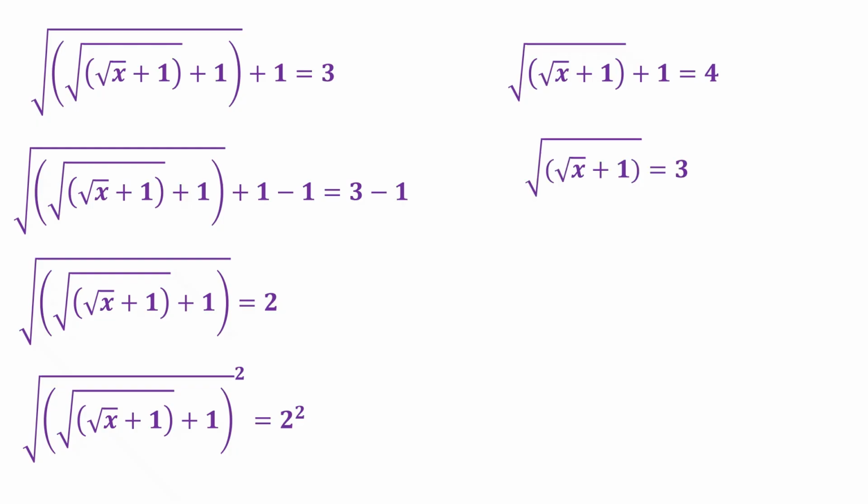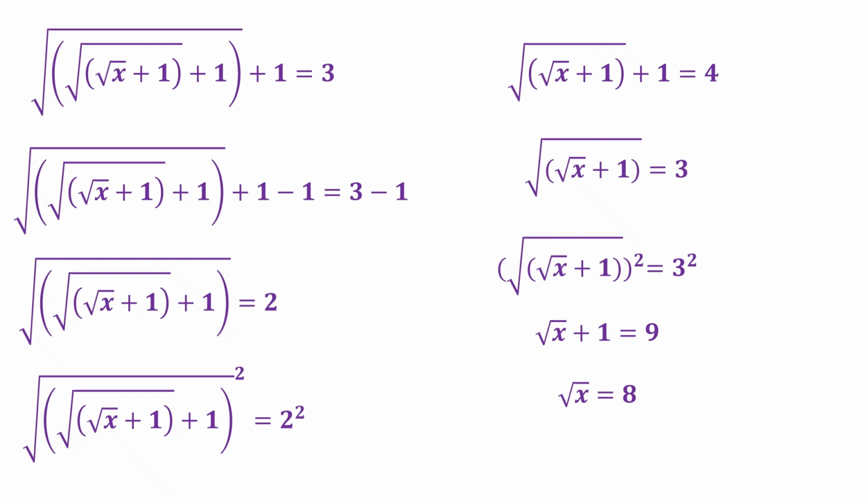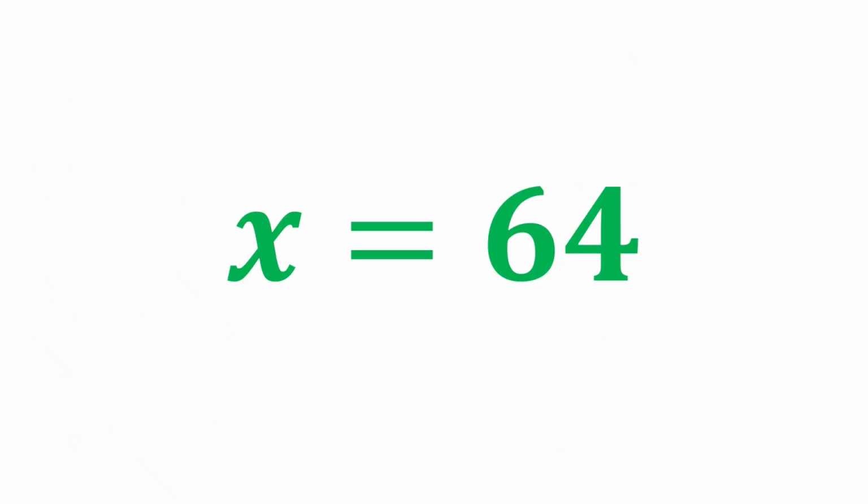Subtract 1 again, 4 minus 1 equals 3. Again square both sides, so the square root and square cancel and 3 squared equals 9. Subtract 1 again, so 9 minus 1 equals 8. Square both sides one last time, so the square root of x squared becomes x and 8 squared equals 64. So finally the value of x is 64.